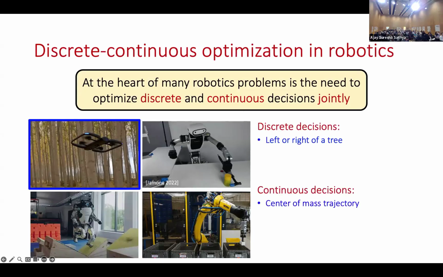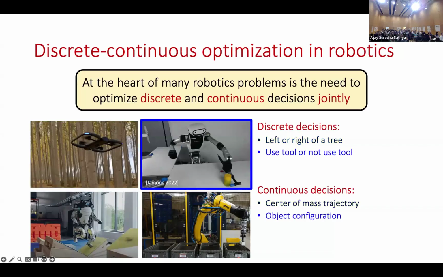If you take, for example, a standard collision-free motion planning problem, you have discrete decisions that come from collision avoidance constraints. For example, if your UAV or quadrotor is facing a tree, it needs to decide whether to avoid the tree on the left or on the right. That's a Boolean discrete decision that is tightly coupled with the continuous trajectory of the center of mass of the quadrotor.